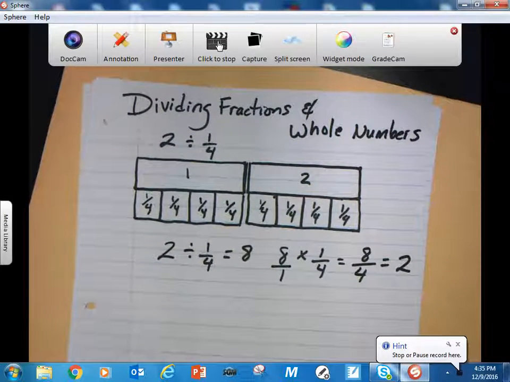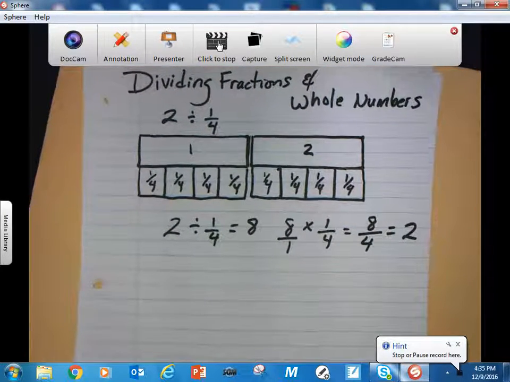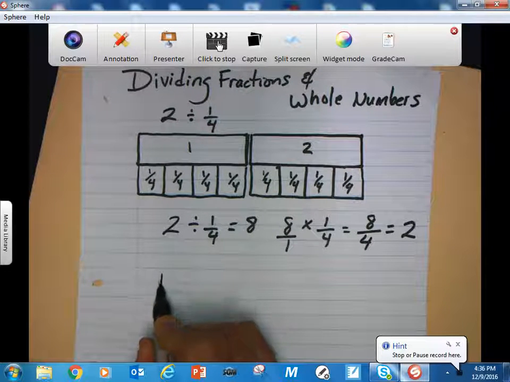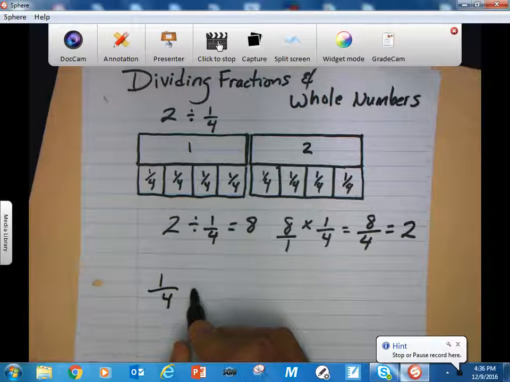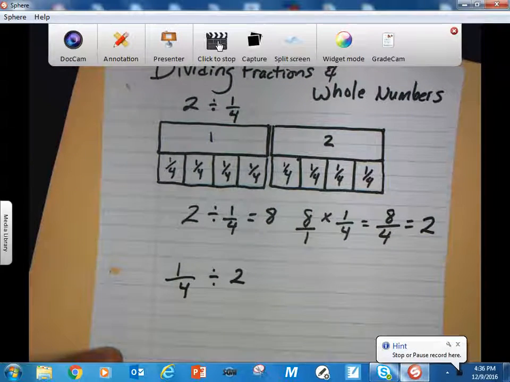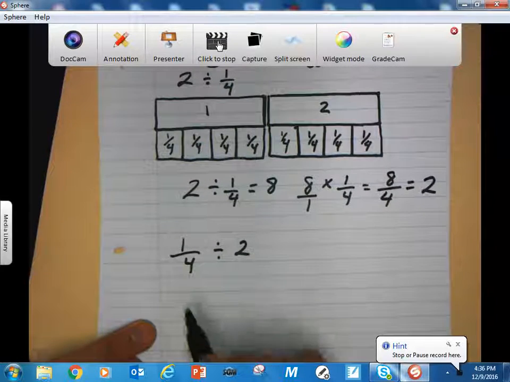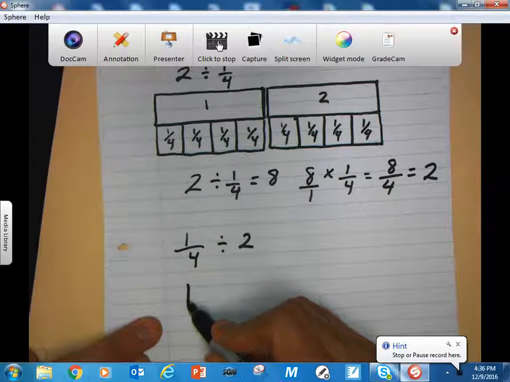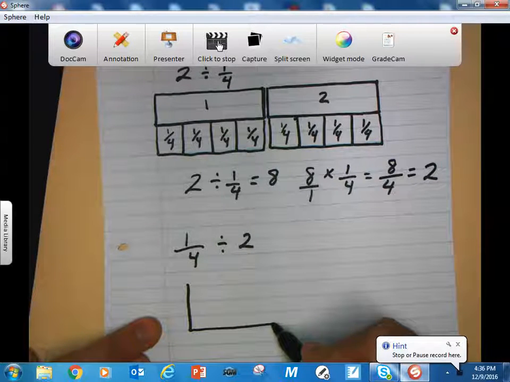Let's look at another example. 1/4 divided by 2. 1/4 divided by 2. So let's make a model here for this. Make a box.